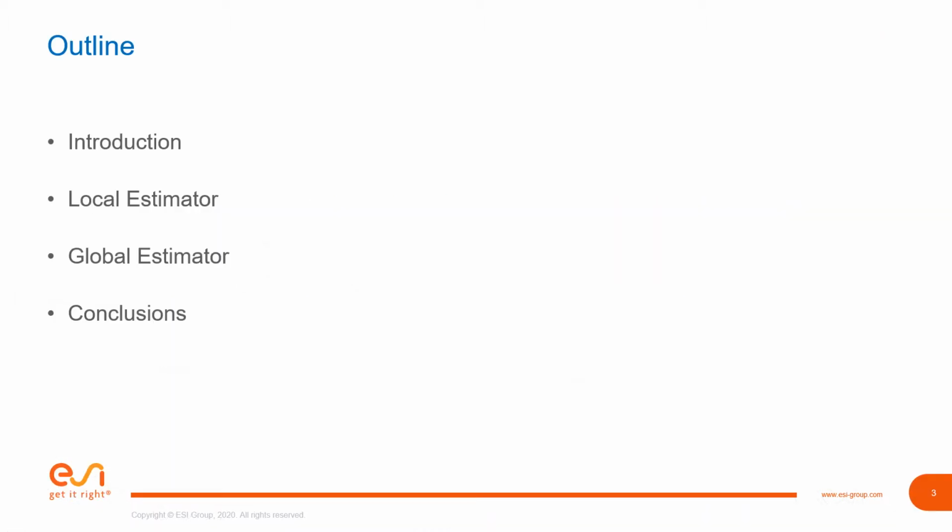My presentation includes 4 points. The first one, introduction, will give some basic theory about the methods used in condition monitoring system. We will talk also about the local estimator to estimate the parameters using Modelica. Then the global estimator, which is implemented outside Modelica to estimate the parameter using FMI. And finally, we will conclude what we saw in this presentation.